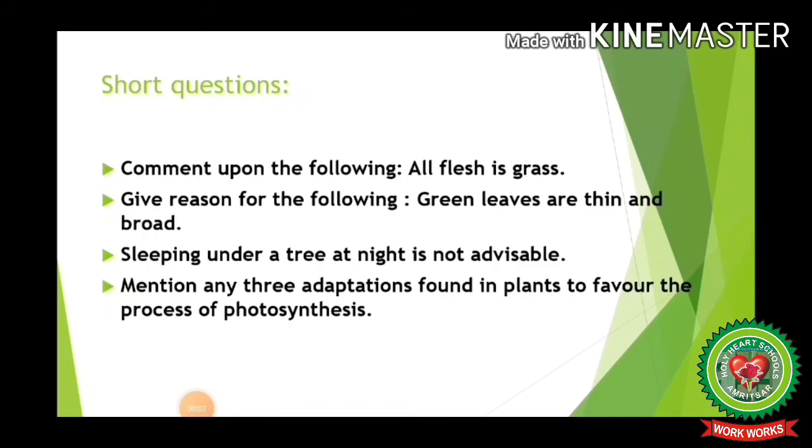Now you must be able to solve the following questions. Comment upon the following. All flesh is grass. Give reason for the following. Green leaves are thin and broad. Sleeping under a tree at night is not advisable. Mention any three adaptations found in plants to favor the process of photosynthesis.